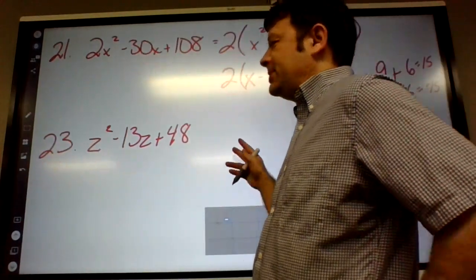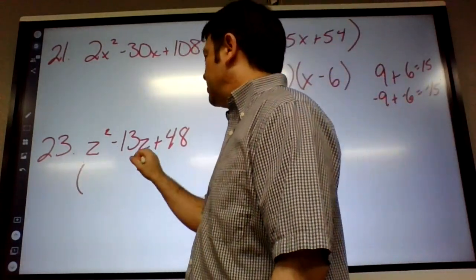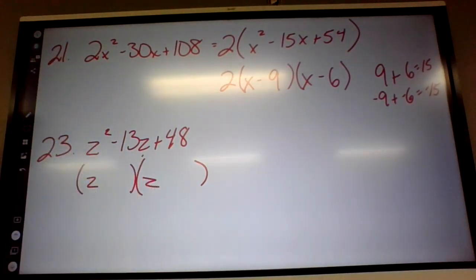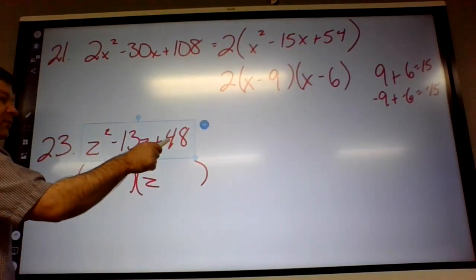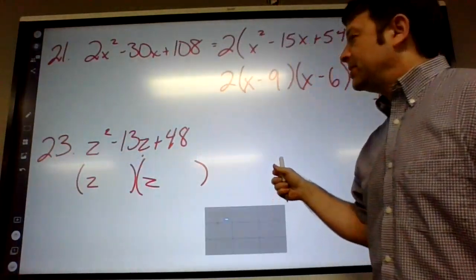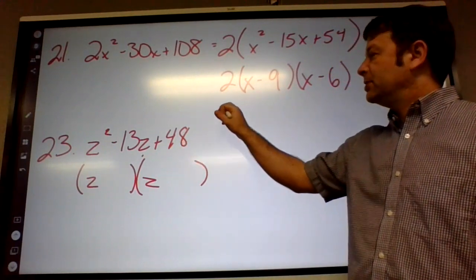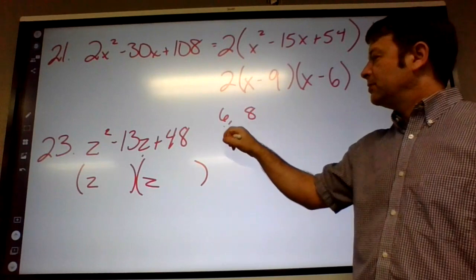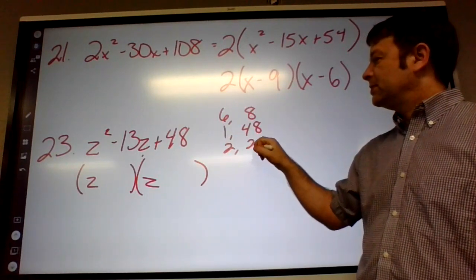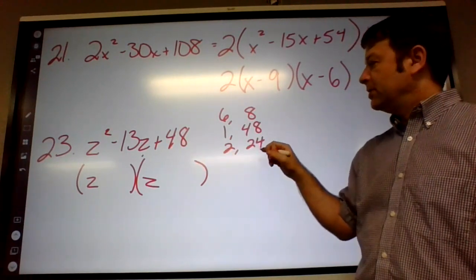Okay, so can we take anything out, Luke? No. So it's just kind of normal 3-term factoring. So what multiplies into 48 that adds up to negative 13? Let's make a list. You guys can help Luke because there's a lot. What multiplies into 48? 6 and 8. 1 and 48. 2 and... divide that by 2, 24. 3 and 16. 4 and 12.